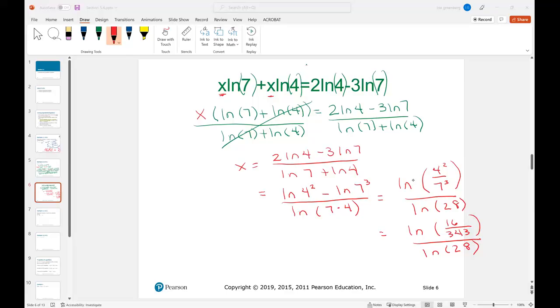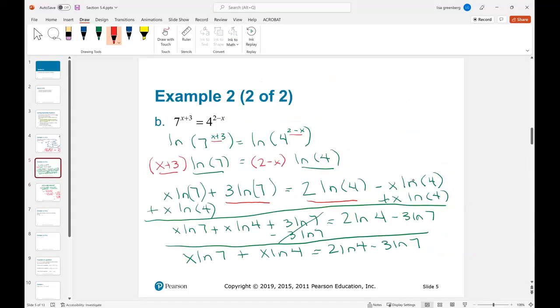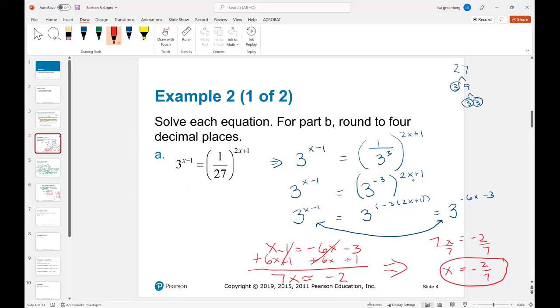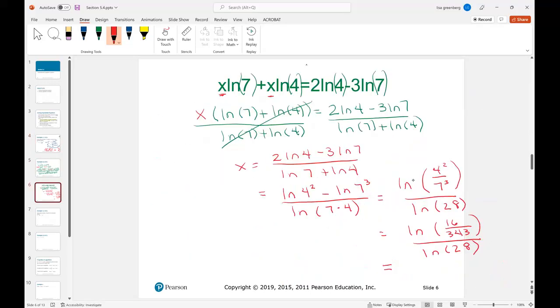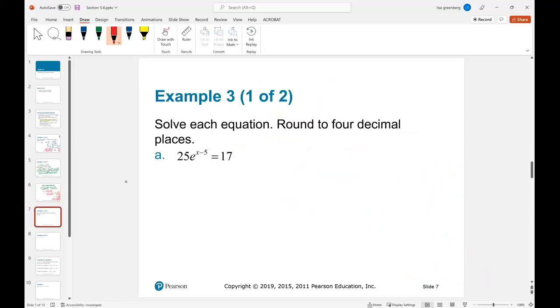Okay, so that is equal to, rounding to, because remember it said here, to round to 4 decimal places. So if I round this to 4 decimal places, I get negative 0.9199. And that is what x is equal to. Okay, so this is getting a little more complicated, I understand.